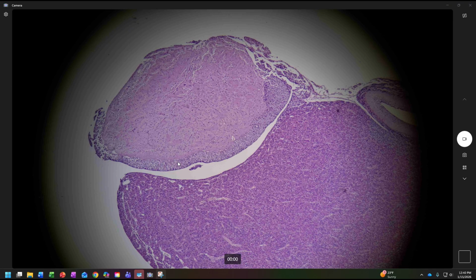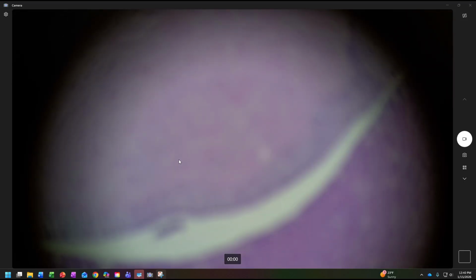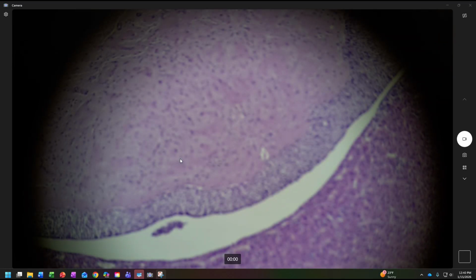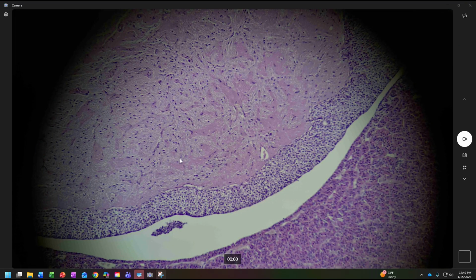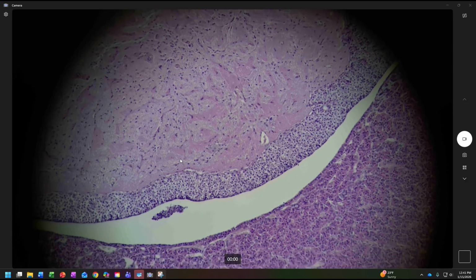So let's zoom in real quick. Let me get this adjusted. We're going to go to 100x. There it is. There we go. Let's see if my old man eyes can adjust. I'm going to move this to where we have that division between the two, a little more relevant.